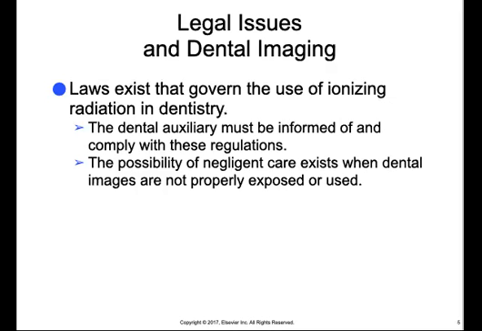So there are laws that exist that govern the use of ionizing radiation in dentistry. And although the dental auxiliary must be informed of and comply with these regulations, there is a possibility of negligent care that exists when these images are not properly exposed or used in the first place.